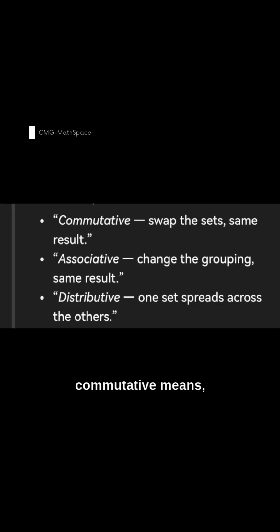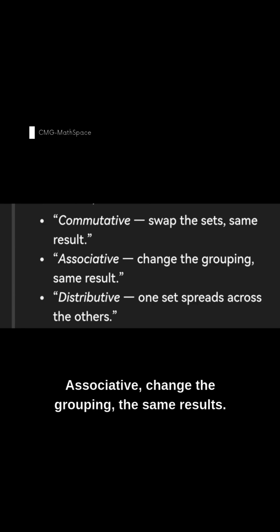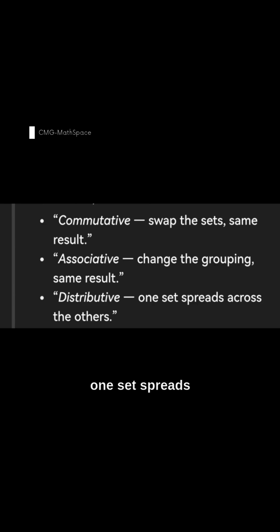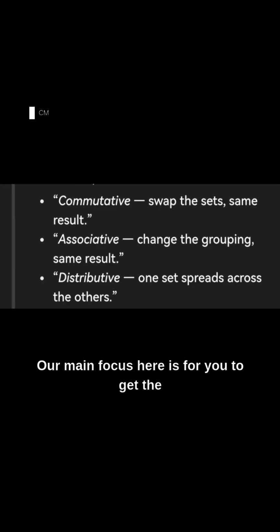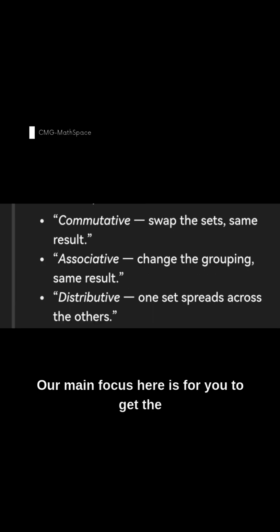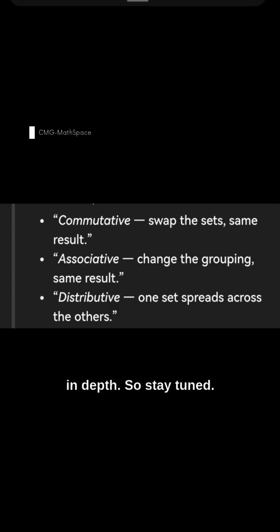In short, commutative means swap the sets, the same result. Associative, change the grouping, the same result. Distributive, one set spreads across the others. Our main focus here is for you to get the conceptual understanding or idea, not to memorize the formulas here. In the other subsequent three videos, we will tackle each of these properties in depth. So stay tuned.